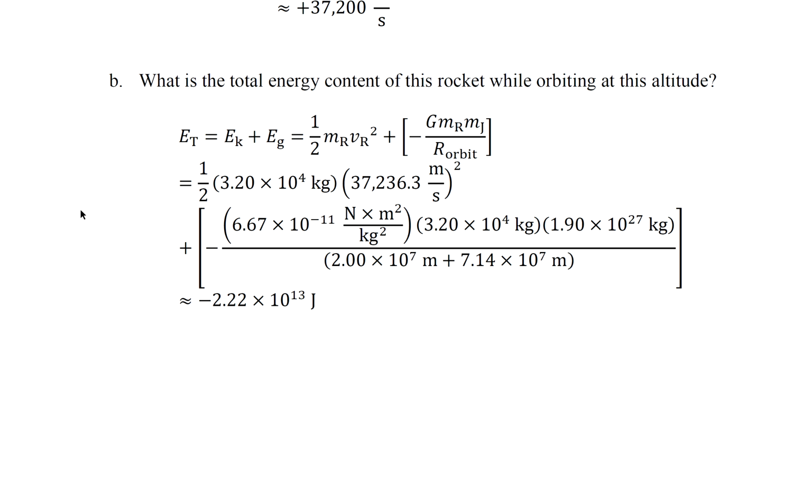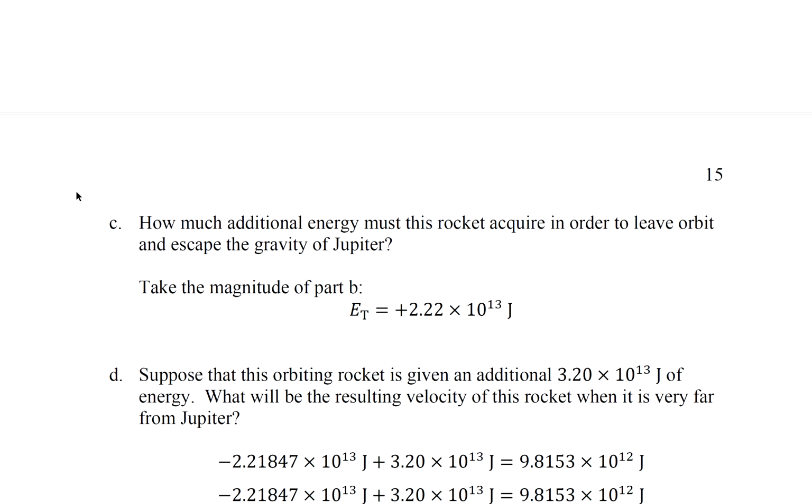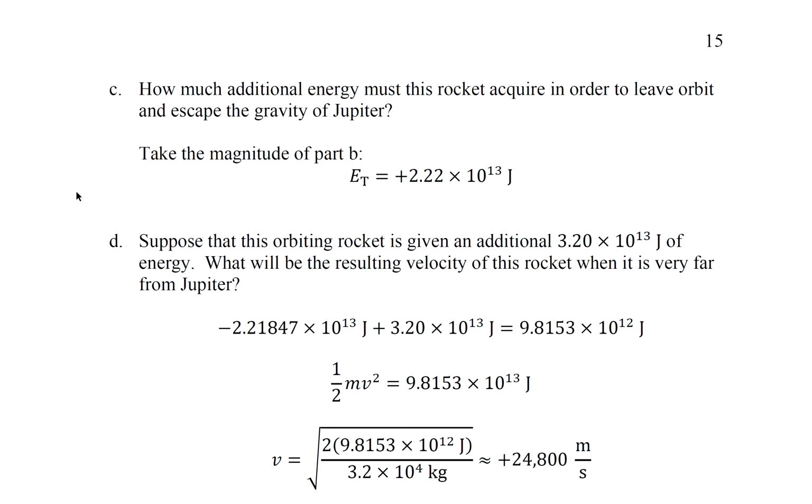Part B. What is the total energy content of this rocket while orbiting at this altitude? So we know it's kinetic energy plus gravitational potential energy. Part C. How much additional energy must this rocket acquire in order to leave orbit and escape the gravity of Jupiter? So just take the magnitude of part B.